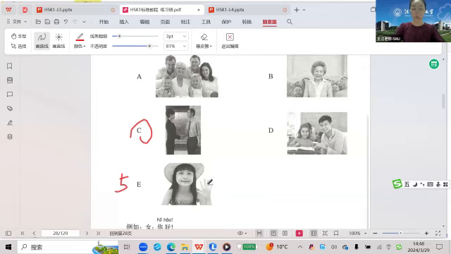Okay, so dialogue 5, let me repeat. A. 你女儿今年几岁了? How old is your daughter this year? B. 她今年5岁了. She is 5 years old this year. So can you understand? If you can't hear the whole dialogue clearly, just grasp the key words, okay? If you can grasp the key words, 女儿, I think that is enough. 女儿, E is the right option, okay?